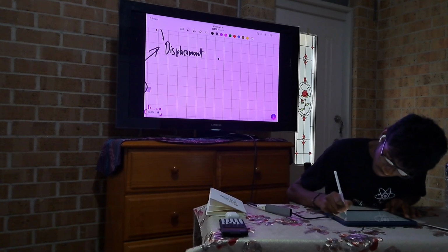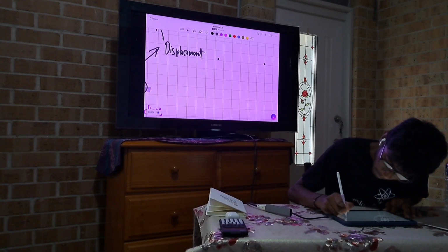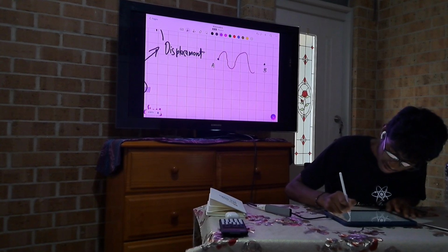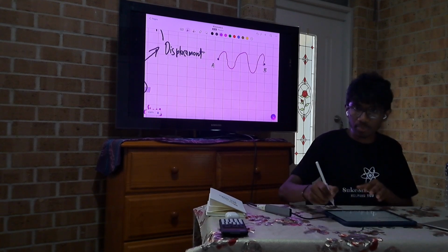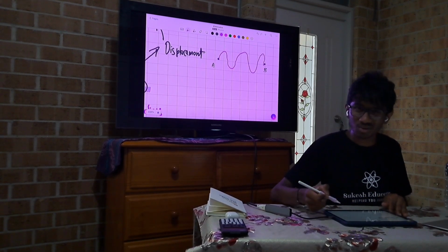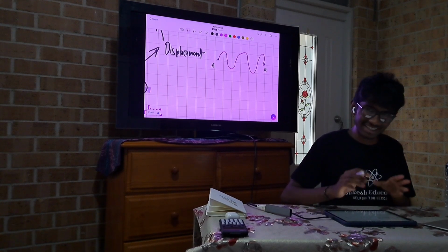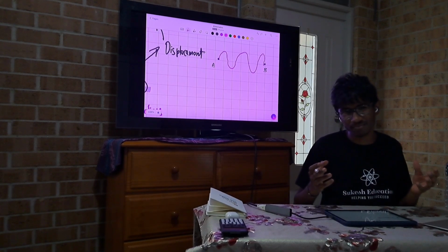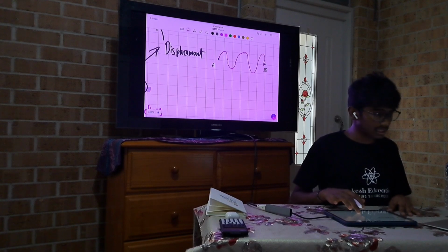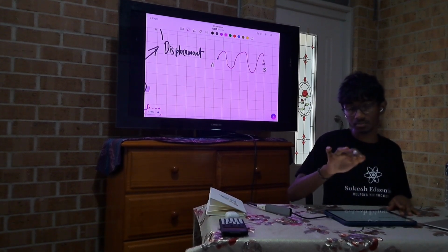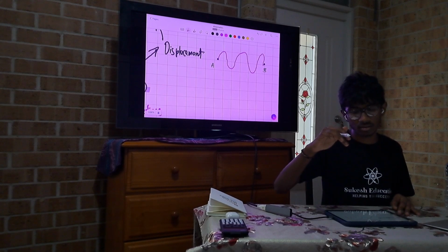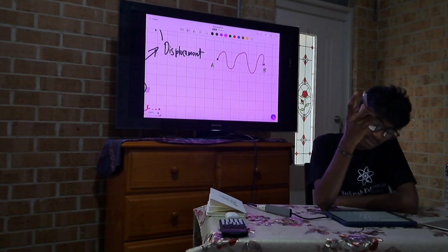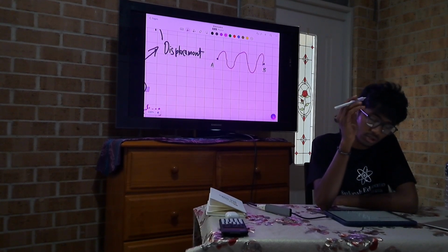Take point A and point B. Remember, distance is the total path length that you took. Displacement, in simple terms, is the shortest path from the start point to the end point. Or to make it more technical, displacement is the position of the endpoint relative to the origin.